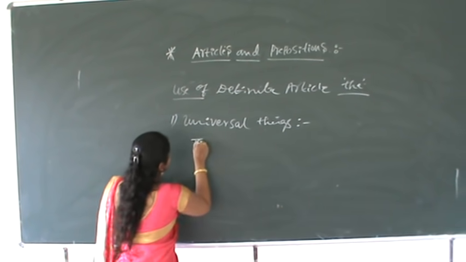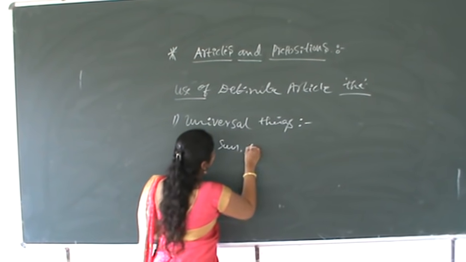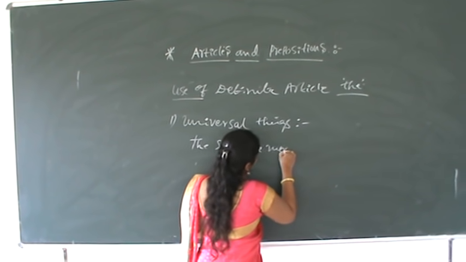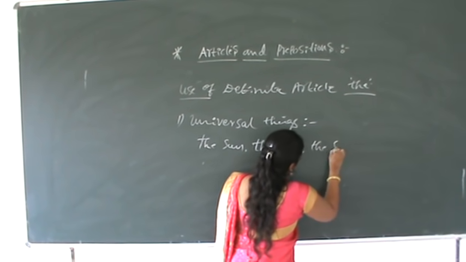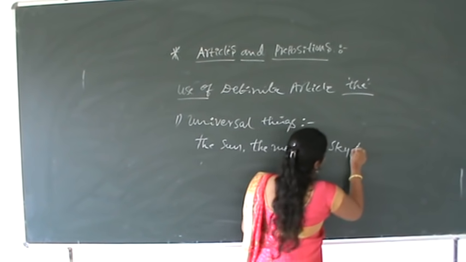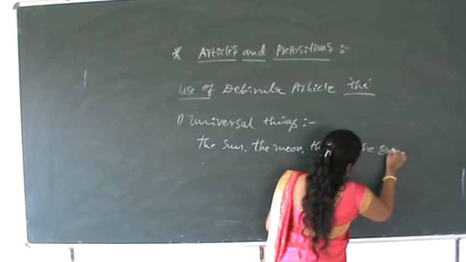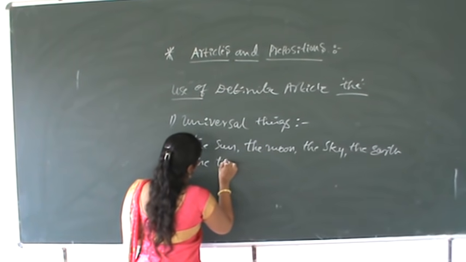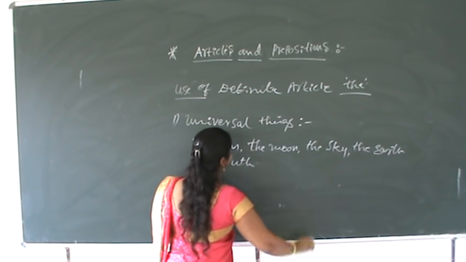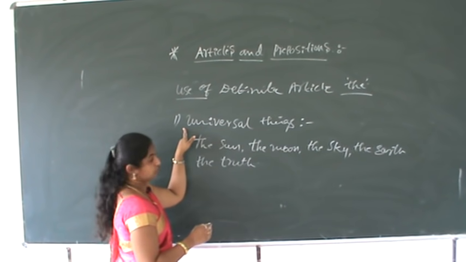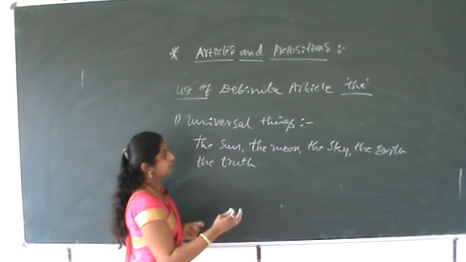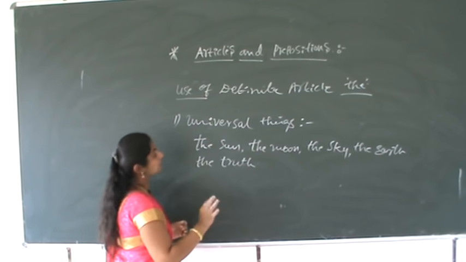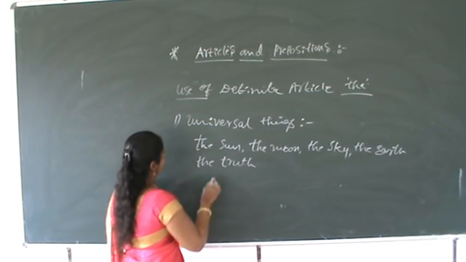For example, the sun, the moon, the sky, the earth, the truth. Before such universal truths, before such universal or unique things, before permanent things, we are undoubtedly going to use the definite article called the.